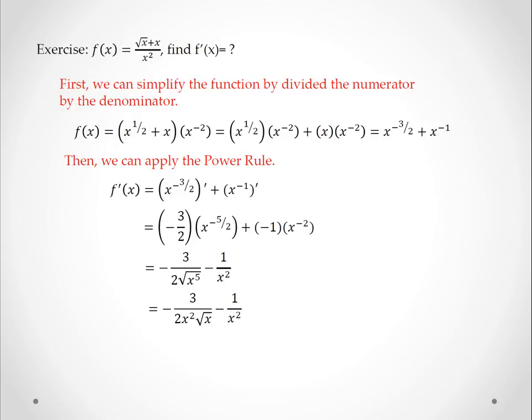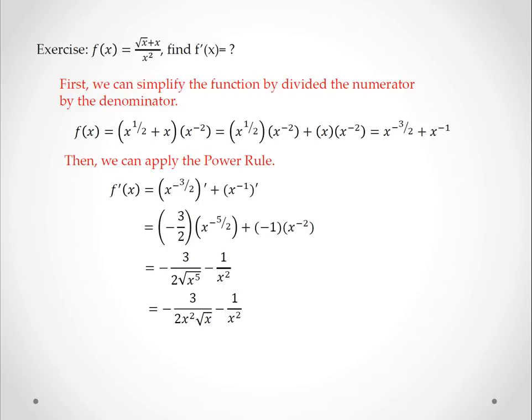Then we can apply the power rule to solve this problem. f prime of x is equal to the derivative of the first term plus the derivative of the second term. In this case, the first term is x to the minus 3 divided by 2. So we first move the power in front, minus 3 divided by 2 times x to the power subtract 1. In this case, x to the minus 3 divided by 2 subtract 1 is equal to x to the minus 5 divided by 2. The second term is x to the minus 1. So the derivative of x to the minus 1 is equal to minus 1 times x to the minus 2 power.